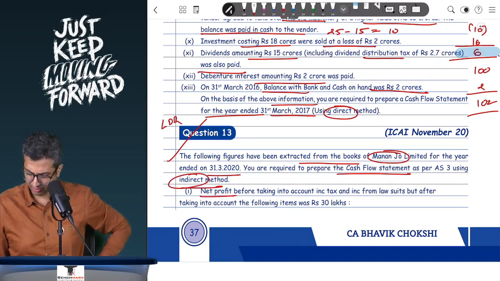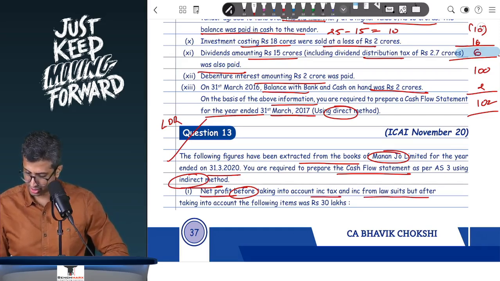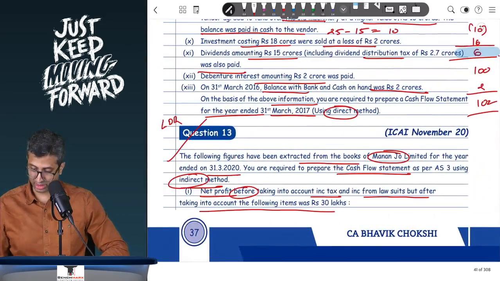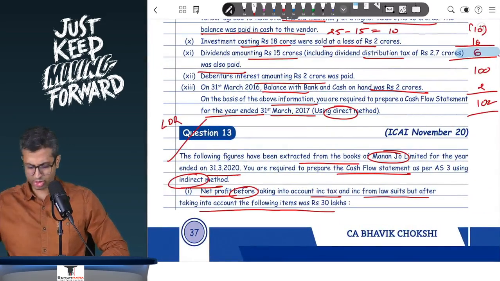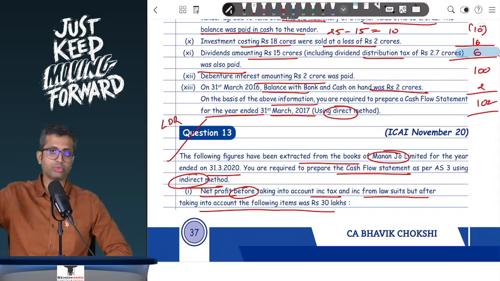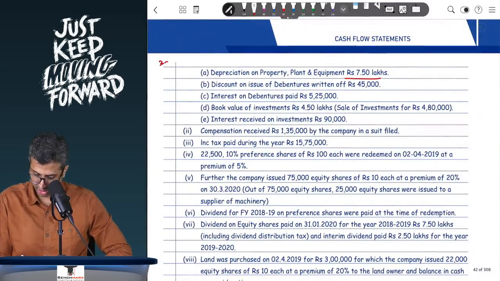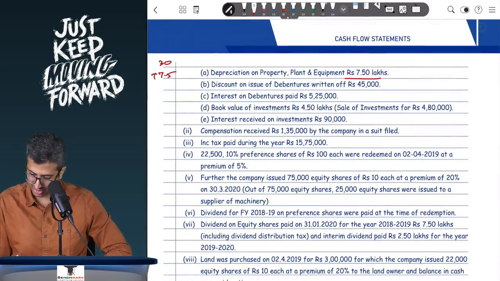Now, net profit before taking into account income tax and income from lawsuits, but after taking into account the following, was 30 lakhs. So this is before income tax and before income from lawsuits. For income tax, tax paid will show separately, and income, if any, from lawsuits will show separately as an extraordinary item. Depreciation on property, plant and equipment of 7.5 lakhs. So we'll start with 30, and under indirect method, depreciation will add back 7.5.